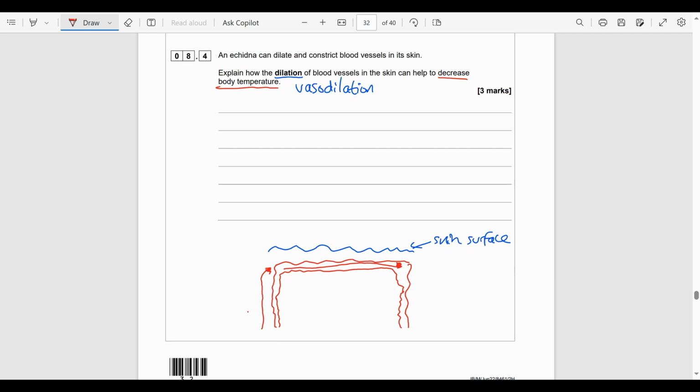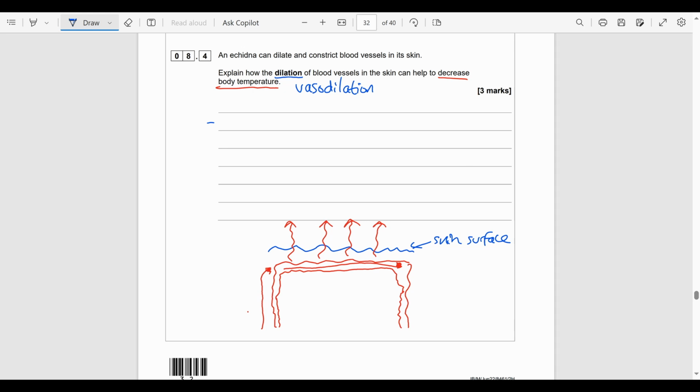So we've got more blood flowing in these blood vessels. This is close to the surface of the skin. How is that going to link to body temperature now? Well, the blood is going to be carrying this heat. So if there's more blood close to the surface of the skin, that means that the blood is going to be carrying the heat. So if it's closer to the skin surface, then it's going to be easier for the heat to be lost. So the heat will just travel through the surface of the skin and then out of the body. So what will that do then? That will cause the temperature to decrease, and that's just going to cool the echidna down.